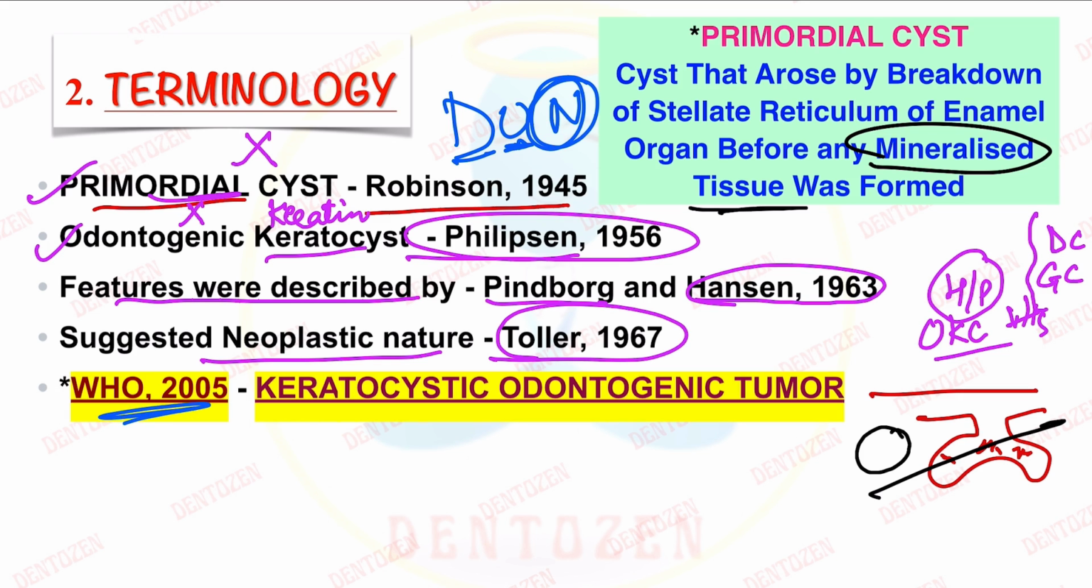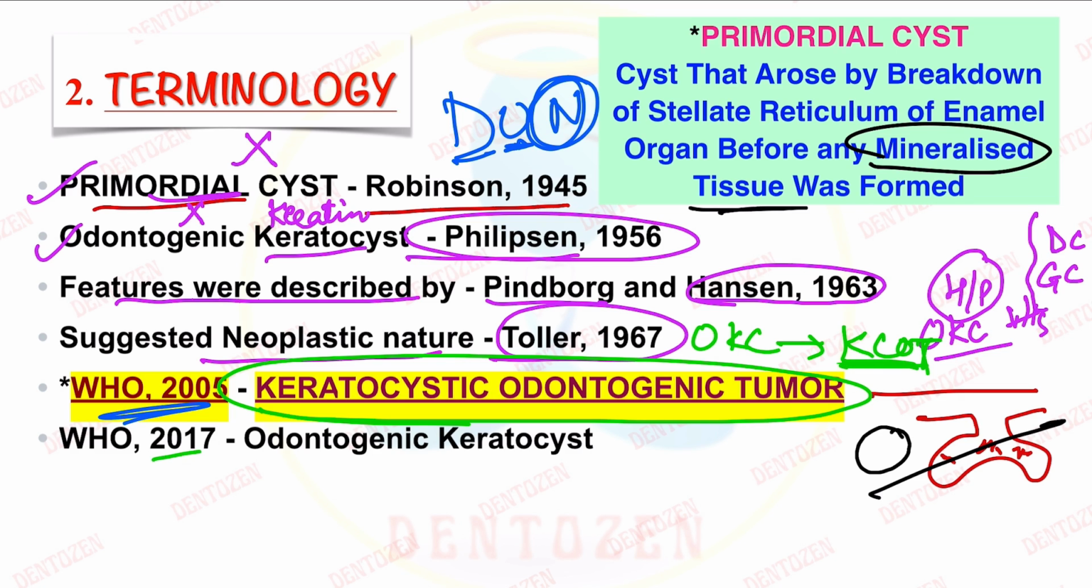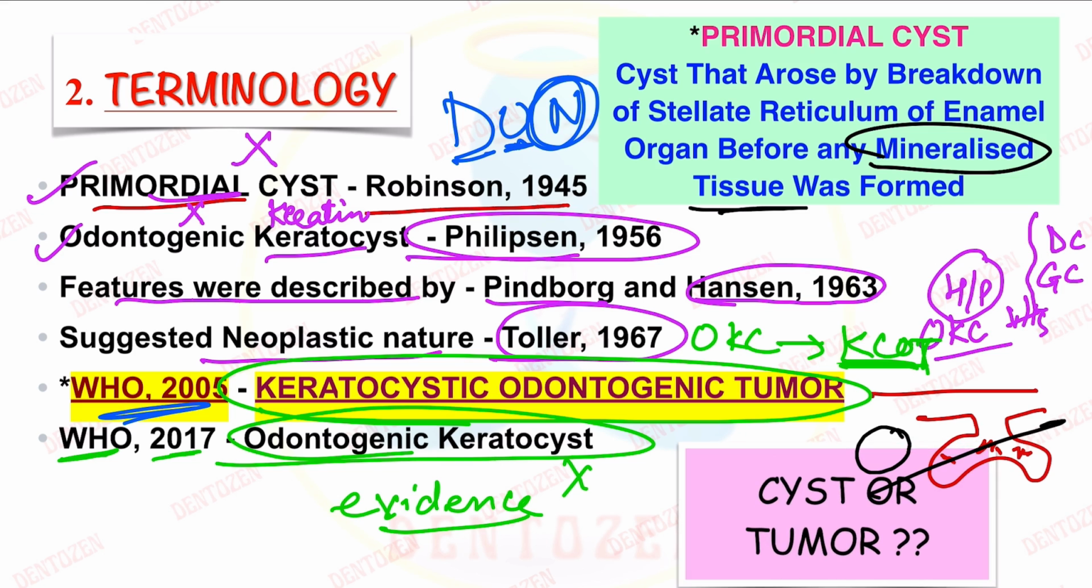To reflect that, WHO in 2005 renamed it as keratocystic odontogenic tumor. That is your next Viva question. What is new terminology for OKC? It is KCOT. But in 2007, WHO renamed it as odontogenic keratocyst because there was not enough evidence to support its neoplastic behavior. Whether it is cyst or tumor, lot of confusion.